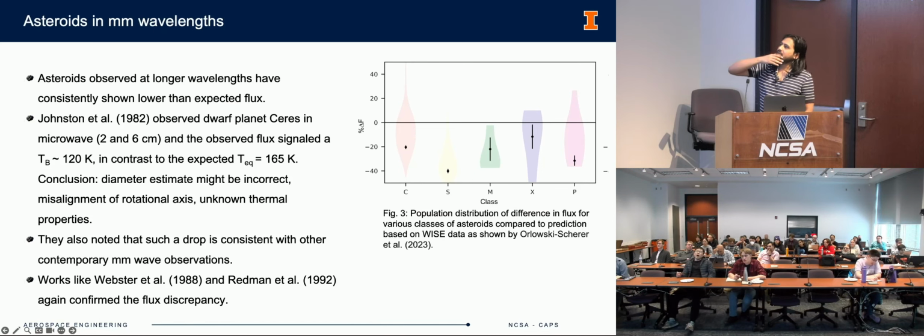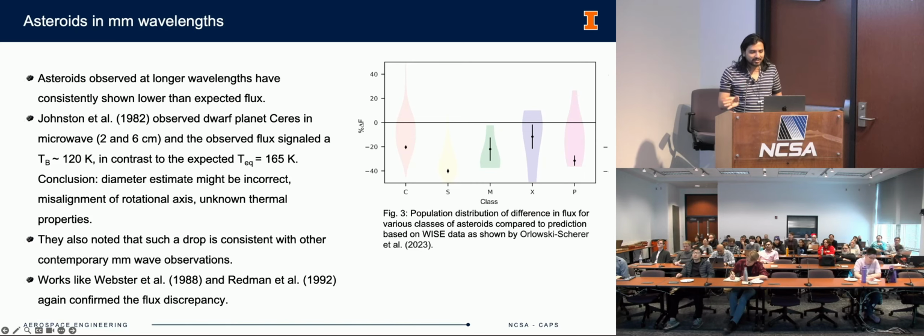So in microwave, Johnston et al. saw Ceres, and the brightness temperature that they get from the microwave observations is 120 Kelvin, while the expected temperature was 165. There's a gap. It was early, and they say that maybe the diameter is incorrect, maybe the rotational axis is not right, and a lot of things. But they also noted that other people have been noticing that anomaly. There are some other works that have noted the same thing.